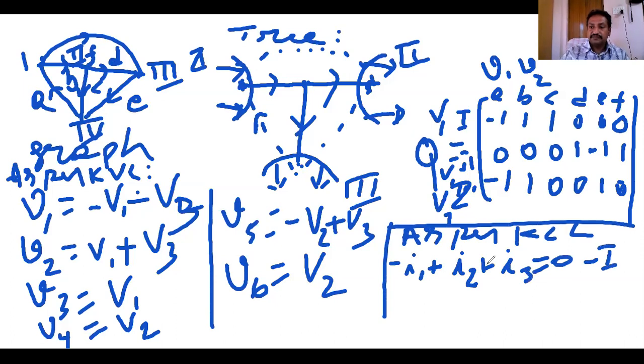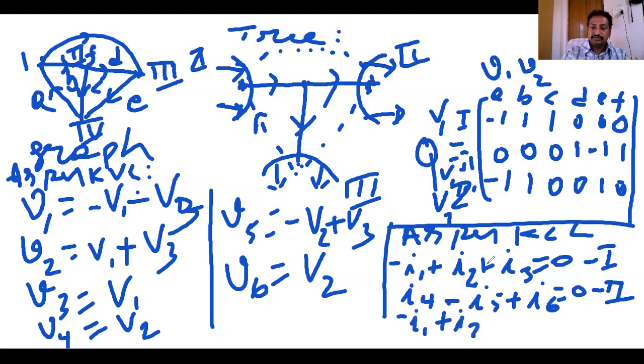Then I4 minus I5 plus I6 is equal to 0, equation 2. Then minus I1 plus I2 plus I5 is equal to 0, equation 3. So these are the network equilibrium equations based on nodal analysis. I hope that you understood that.